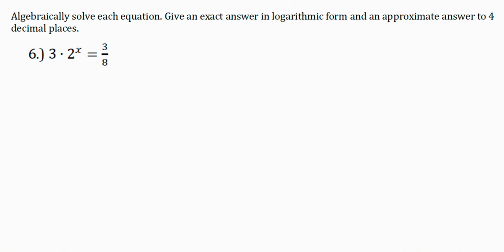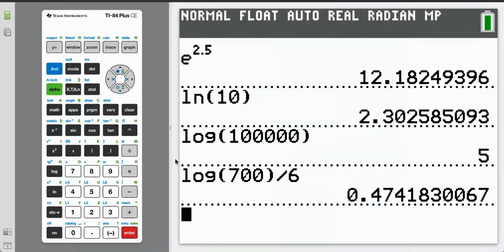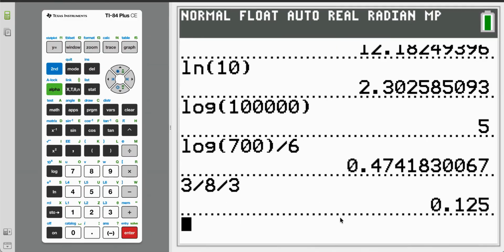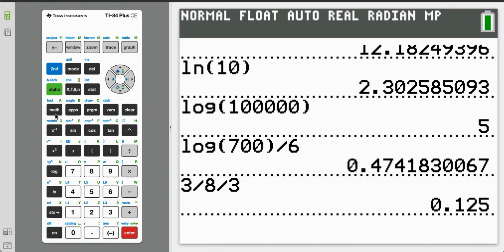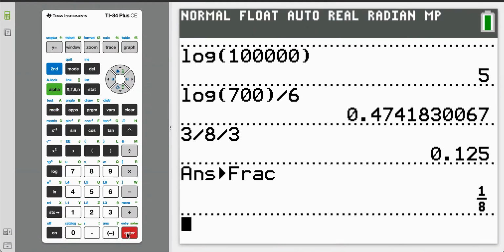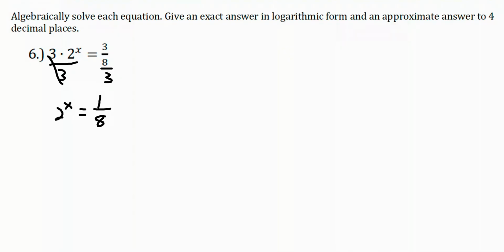Same process on the next one. To get the exponential by itself first, I need to divide both sides by 3. So I end up with 2 to the x equals, now 3/8 divided by 3 would just be 1/8. If you're going to put that in your calculator, if you just do 3/8 divided by 3 like that, that will work in this case. We get this decimal, and remember that we can change that back to a fraction if we want by hitting the math button and then the first option, but we don't have to. We can just leave it as 0.125.